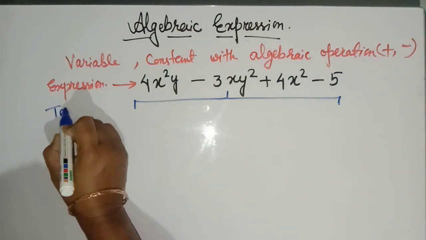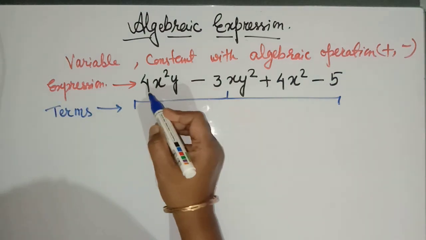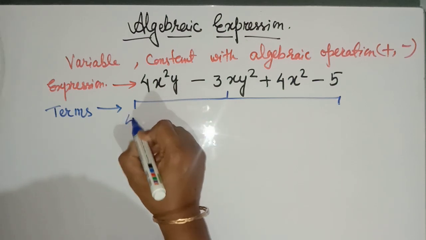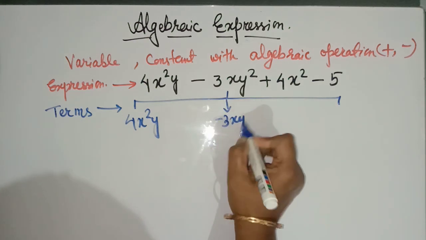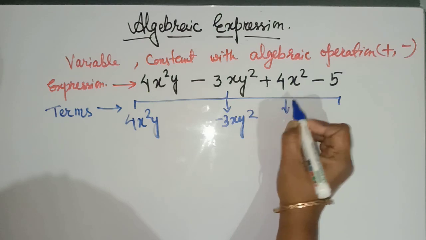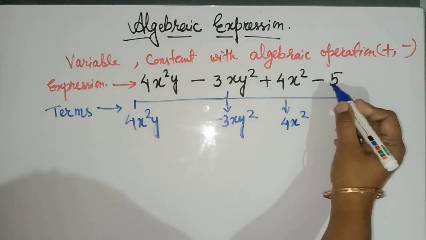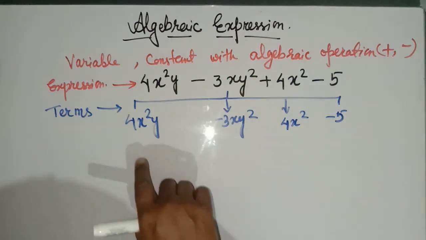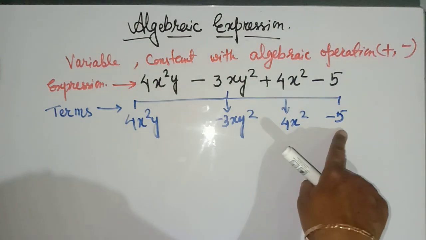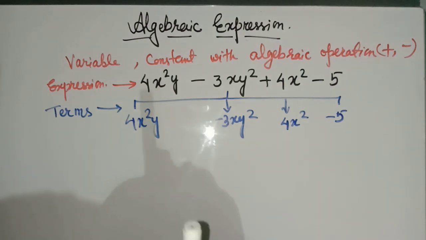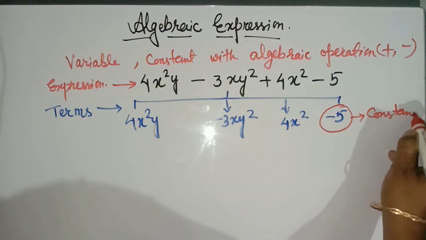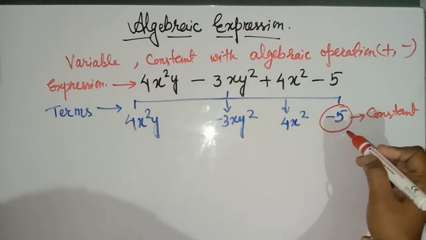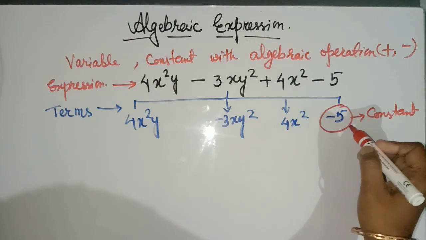So first write down the heading terms. Okay. Now 4x square y is one term. Then minus 3xy square is another term. Then 4x square another term. And minus 5 is another term. So there are 4 different terms present in this expression. Now this last one, minus 5, is only a numeral. This is known as constant. As you know, this constant value is always a fixed value.